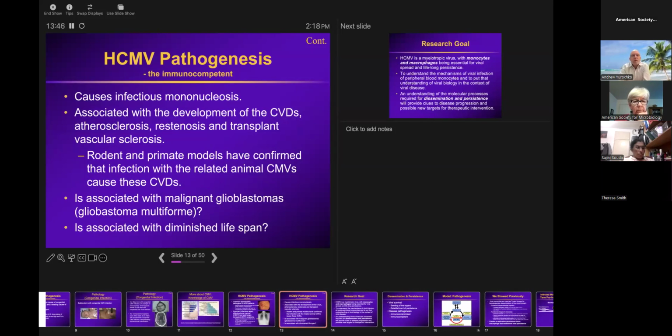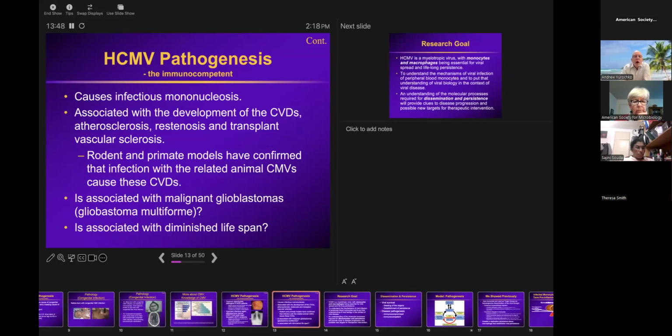So like I said, it remains a problem. In immunocompetent individuals, there are also issues, and it causes a minor amount of mononucleosis. For most of you who have heard of mono, EBV, a related herpes virus, causes the vast majority of mono cases. CMV as well as HSV do cause some cases of mono.